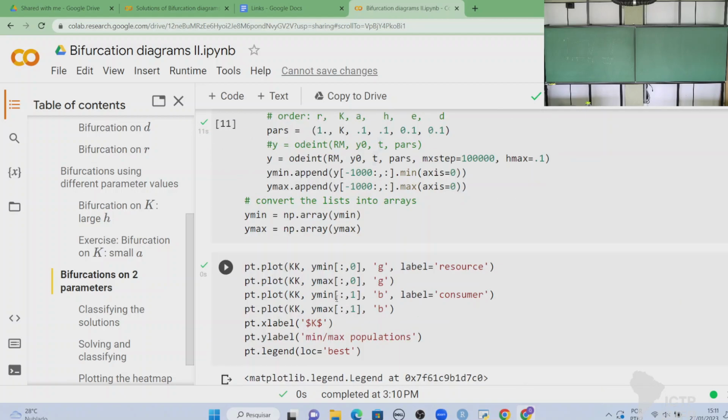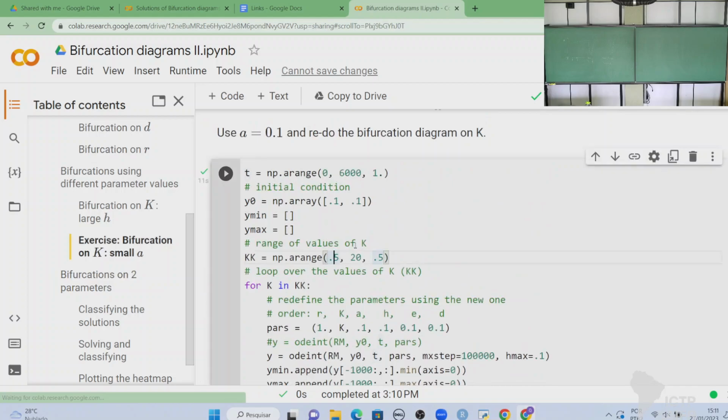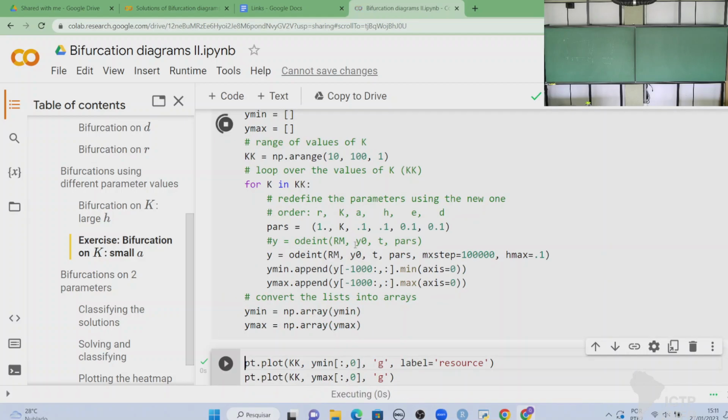So I start my range of k's at 10, and then I try to go for much higher values of carrying capacity, maybe in steps of 1. So I run this again. Yeah, it takes some time. Today is the day of long running times.